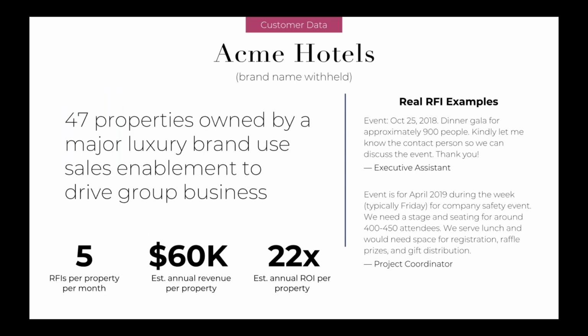So here is a larger chain that has gone through onboarding with Social Tables. Now, this is a different style of property. These are mostly suburban and, I would say, regionally located. They're oftentimes in rural areas, but they're destinations in and of themselves. So this group of 47 properties is owned by a major luxury brand.